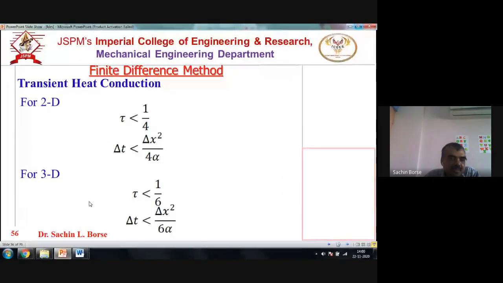From that condition, we can find delta t as delta x square divided by 4 alpha. You calculate delta x square divided by 4 alpha, and select delta t less than that value. For 3D, tau should be less than 1 by 6, that is, delta t should be less than delta x square by 6 alpha. In this way, we decide a time step. If you take a larger time step, your computational diffusion will be slower than the molecular thermal diffusion, and your answer will not be correct.